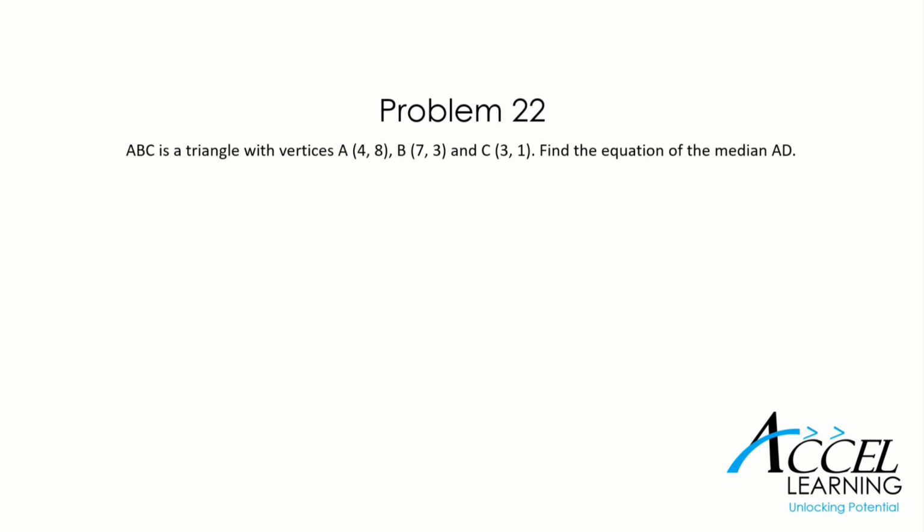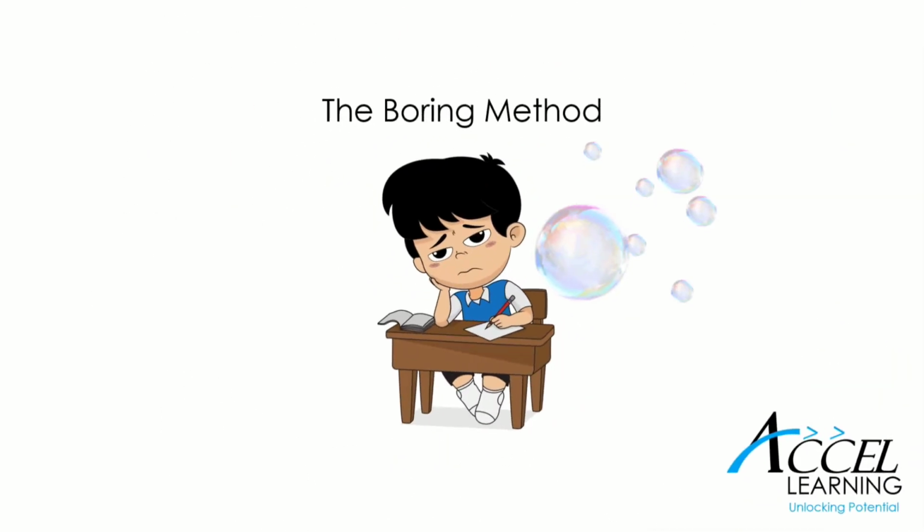ABC is a triangle with vertices A with coordinates 4 and 8, B with coordinates 7 and 3, and C with coordinates 3 and 1. Find the equation of the median AD. A. x plus y equals 7. B. x plus y equals 10. C. 3x plus y equals 10. D. 2x plus y equals 16. E. 6x plus y equals 32.